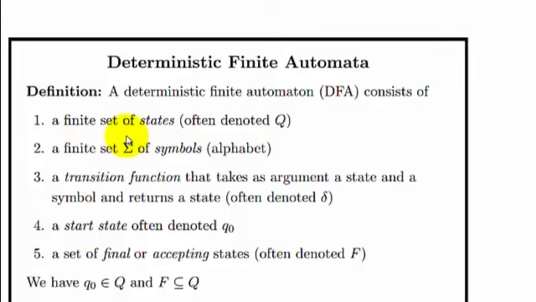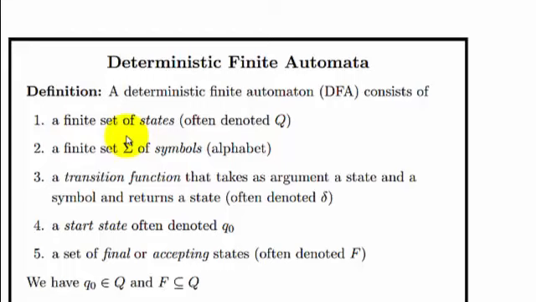A deterministic finite automata, or a DFA, consists of a finite set of states. States are denoted by circular symbols, like nodes in graphs. A finite set of symbols, which could be A, B, C, or 0, 1, or anything like that.